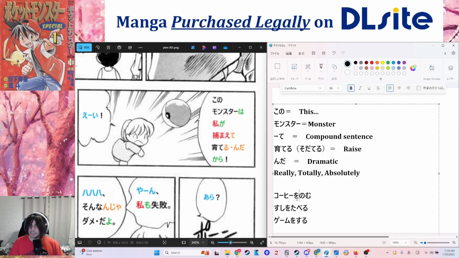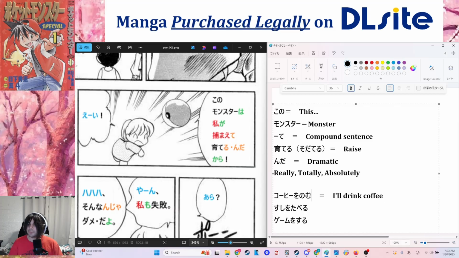Kohi o nomu, we just went over that. It is to drink coffee. Again, don't worry too much about this particle here. Just follow with me. Kohi o nomu means to drink coffee. So the sentence is something like, I'll drink coffee.